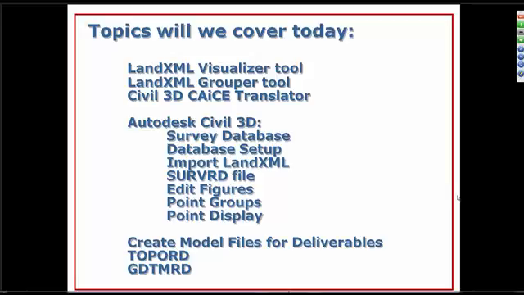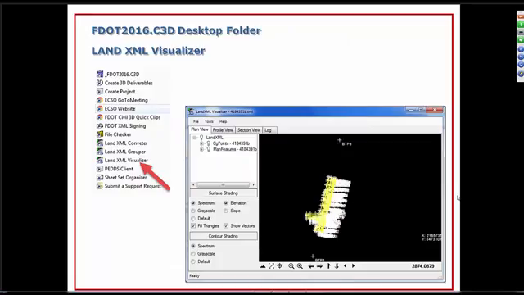So the first thing we're going to look at is this LandXML Visualizer tool, which again is part of the FDOT State Toolkit. This tool was created by the FDOT in the central office, and we use it to take a look at LandXML files. So we'll take a look at that in our process.